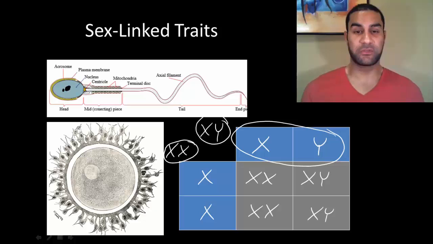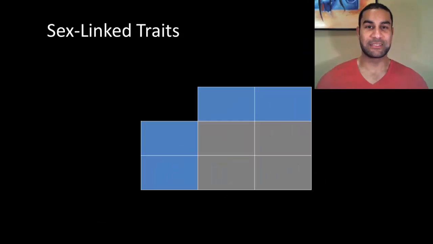So all of this is review. This is nothing new. Now let's say we're dealing with a trait that's actually found on that X chromosome. Now things are going to get interesting. So let's do some basic examples of different types of crosses related to that.